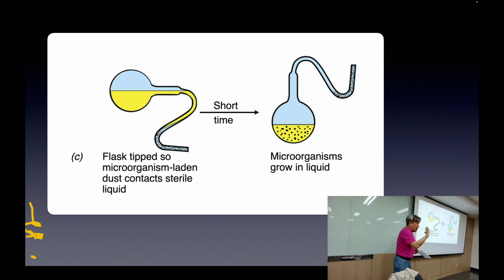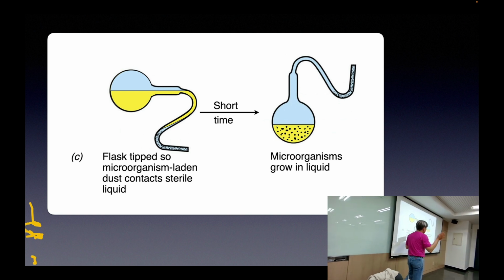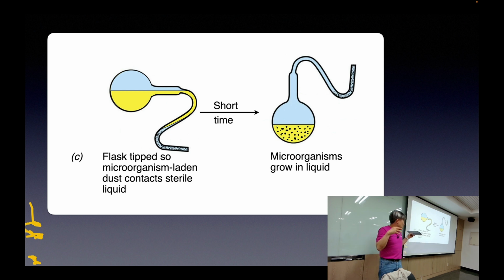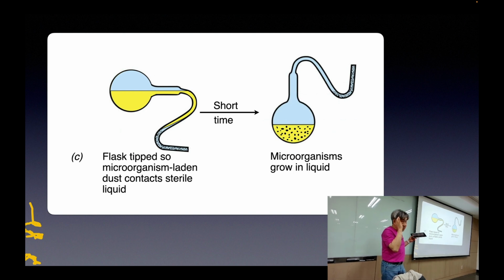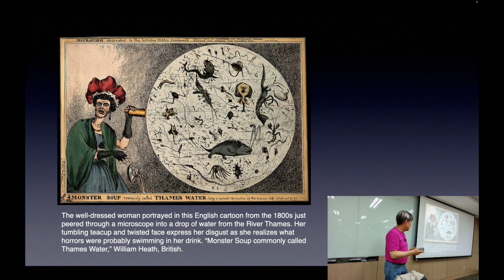Fine. So ever since then, no one has any problem with this theory of biogenesis. Spontaneous generation is not a correct idea. Fine, agree. Okay.